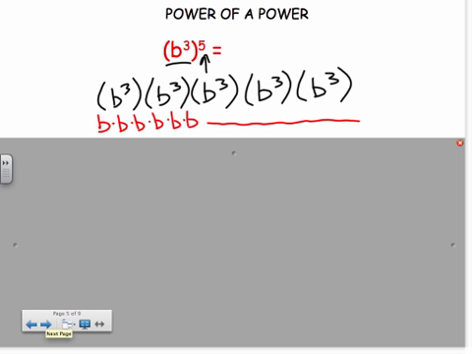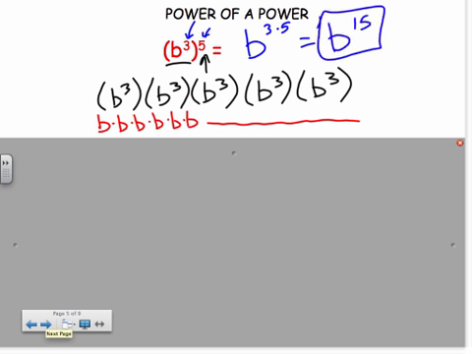So let's just do our shortcut. Whenever I have a power to a power, I just multiply. So it's really b to the 3 times 5 power, which gives us b to the 15. So there's our shortcut with that. And hopefully this expanded out version right here helps us understand why that works.